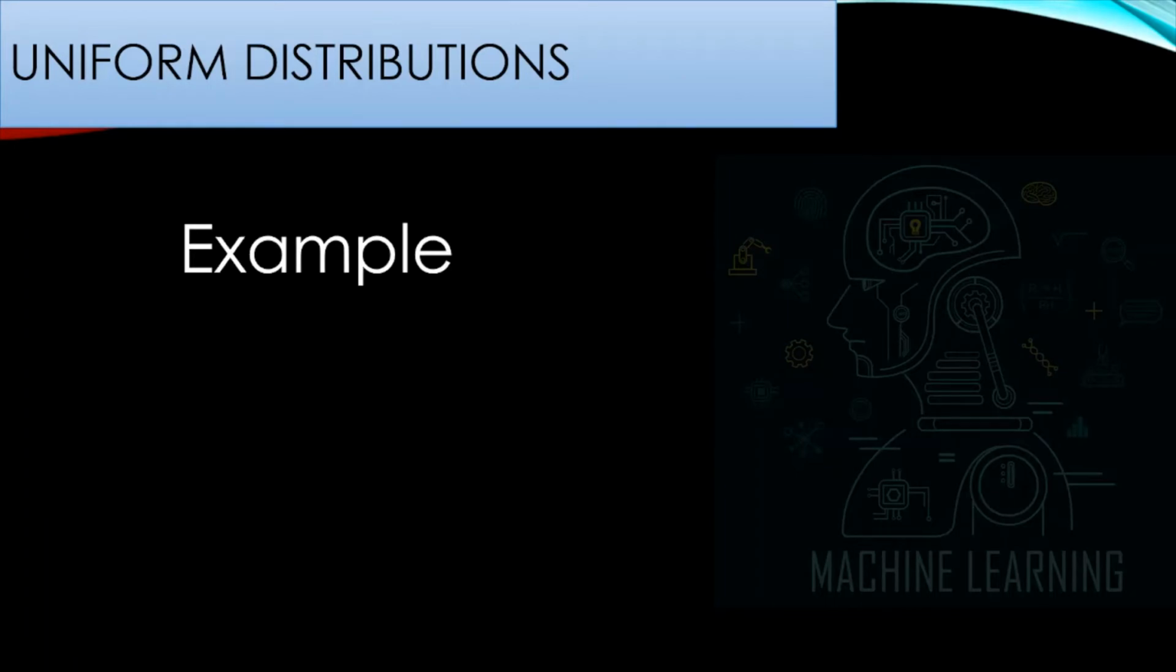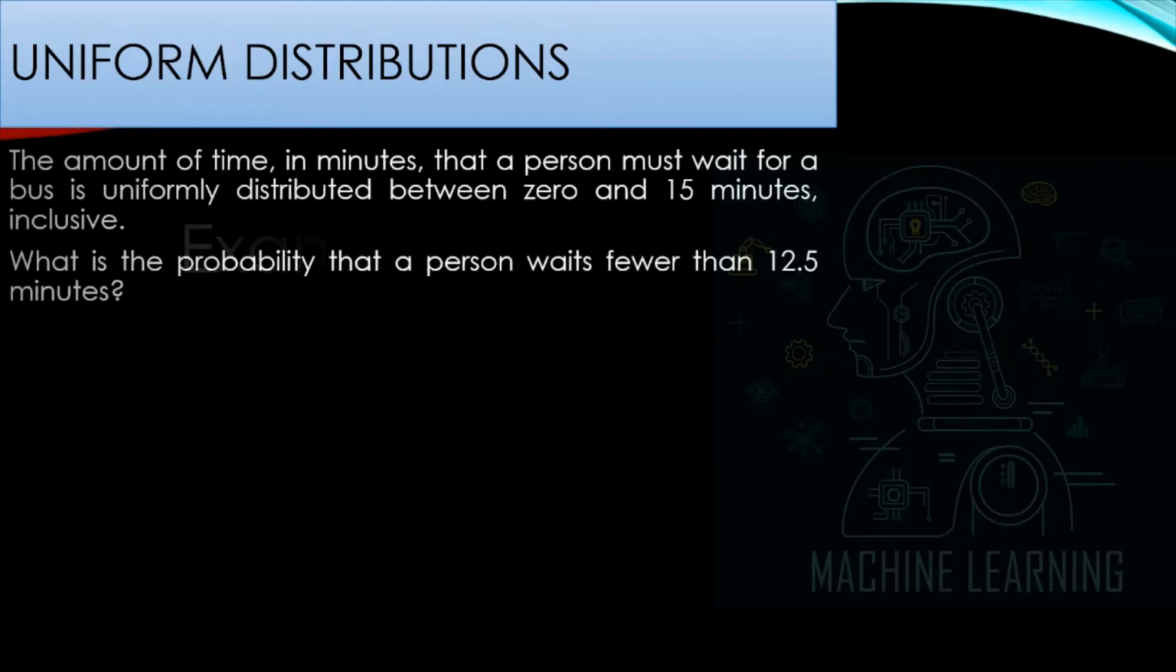Let's take a look at an example of uniform distribution. The question says that the amount of time in minutes that a person must wait for a bus is uniformly distributed between 0 and 15 minutes inclusive. Okay, so 0 and 15 inclusive means 0 and 15 both are included in the limit. So between this time, the number of minutes that a person has to wait is uniformly distributed, which means it's going to be a constant value.